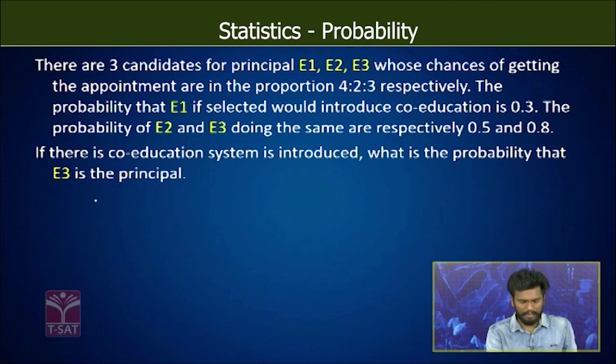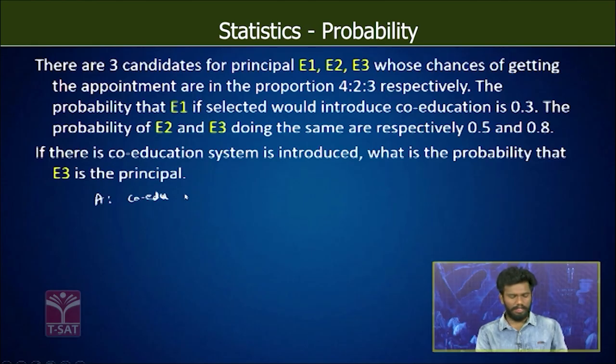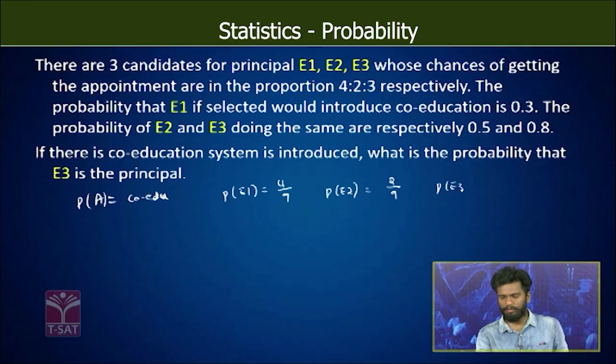Now let us consider event A, which is the probability of introducing the co-education. We can call it probability of A is equal to probability of introducing the co-education. Now probability that E1 is selected as principal is given by 4/9. So 4 divided by 4 plus 2 plus 3. That's how we convert the proportion into probability. Now probability of E2 becoming the principal is 2/9. Similarly probability of E3 becoming the principal is 3/9.